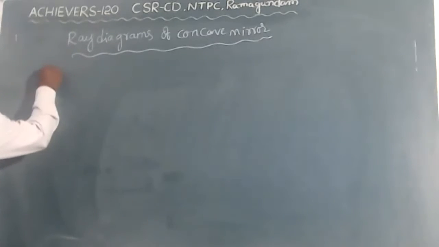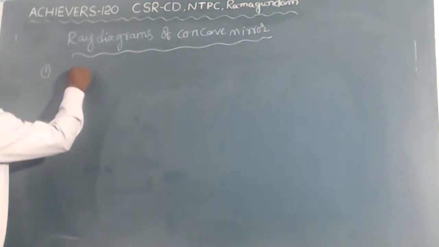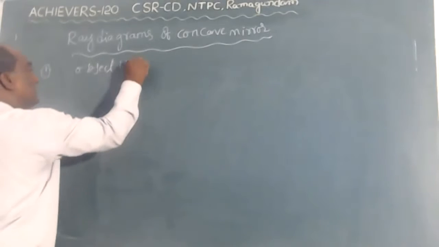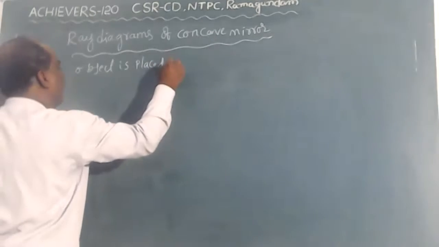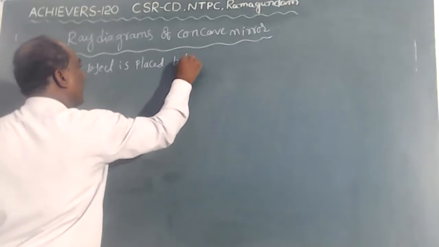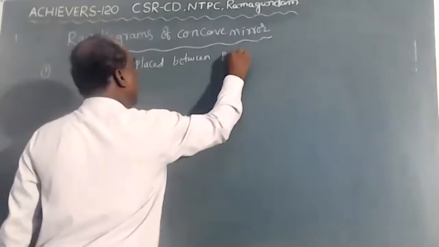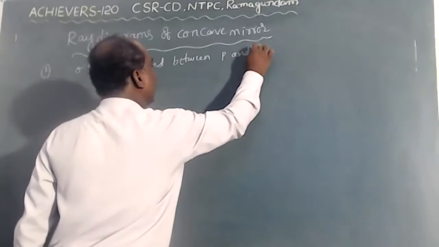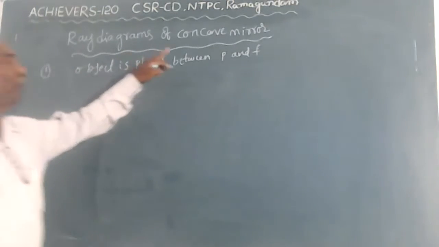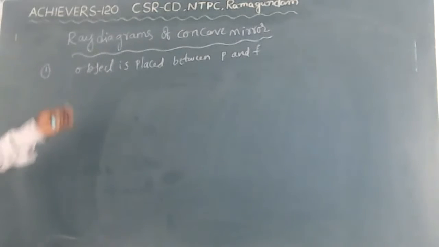First one, the first ray diagram: the object is placed between P and F. The object is placed between pole and focus. Let me show how we can draw the ray diagram.